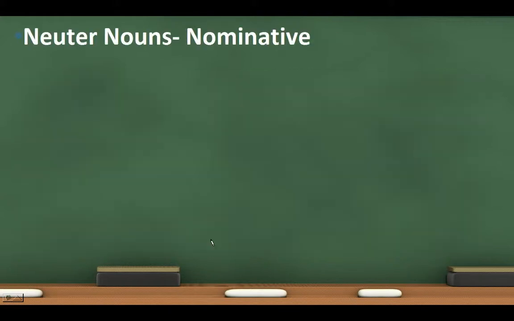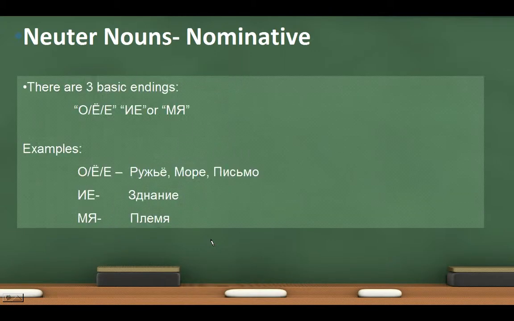Okay, let's go to neuter nouns. There are still about three basic endings. There's the -о, -ё, or -е ending. There's the -ие, and there's the -мя. Basically, I'm giving you these three endings because they're really important with the cases.